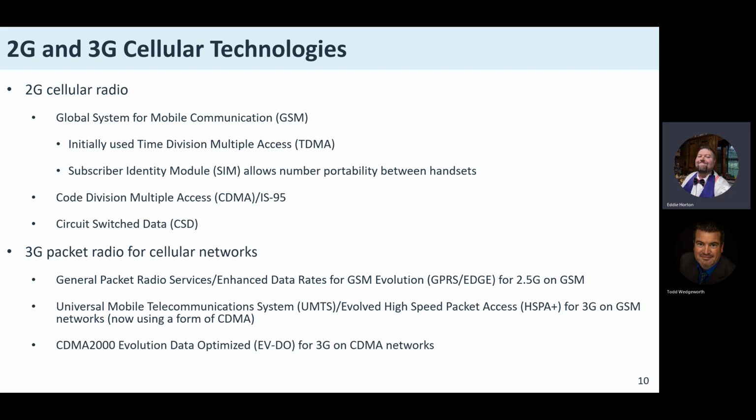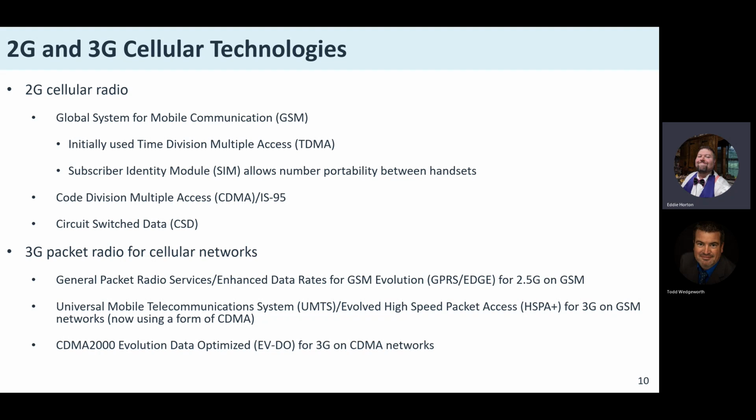So 2G was very slow. Really, all that you could do on 2G was send SMS messages. And when we started sending graphics and things over SMS, it would take forever. It was really low bandwidth. So we then moved into 3G. And 3G is general packet radio services, or EDGE. You get a little more bandwidth with 3G.